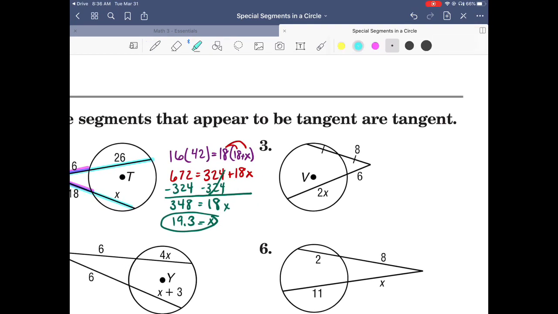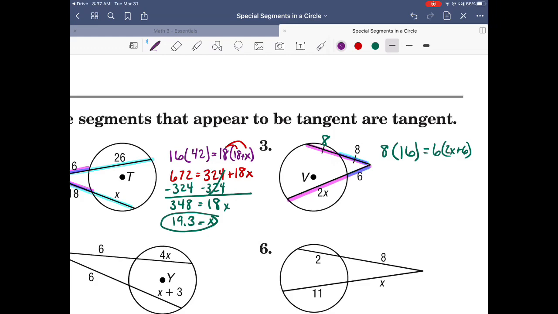Okay, so same idea with all of these. So we're just going to do outside times whole. So they're marked the same. So this is 8. This is 8. Outside is 8. Whole thing is 8 plus 8, which is 16, equals outside, which is 6, times the whole thing. We're adding them together. 2x plus 6.